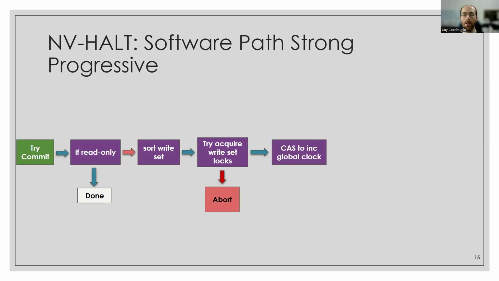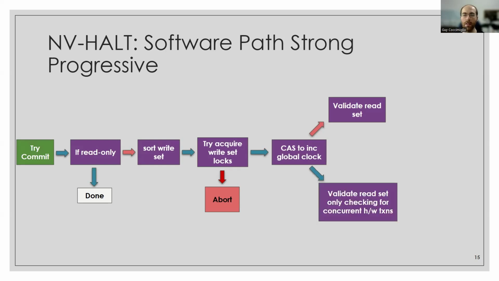But if we acquire all these write set locks, then we're going to attempt a compare and swap operation to increment the global clock to 1 greater than the value that we observed at the start of our transaction. And if we fail this compare and swap operation, then that means that there must have been a concurrent software path transaction that committed during our transaction. So in this case, we need to perform read set validation to check for conflicts between that software path transaction or other software path transactions, as well as possibly concurrent hardware path transactions.